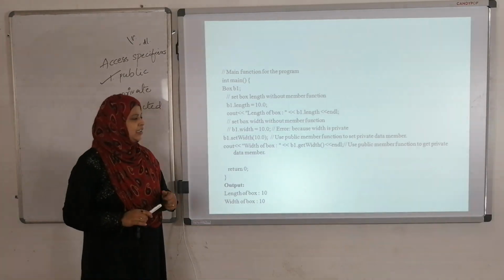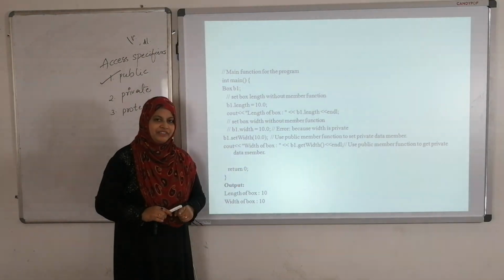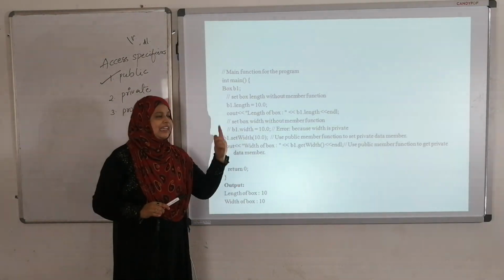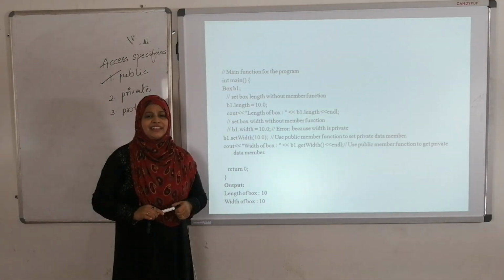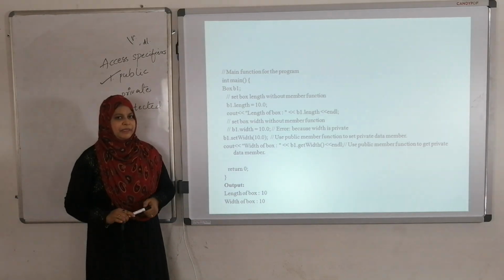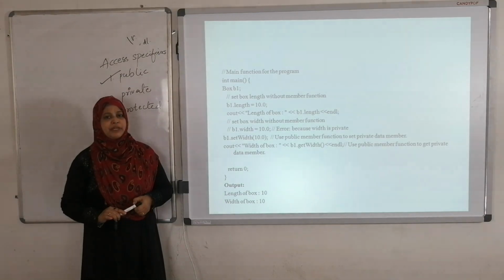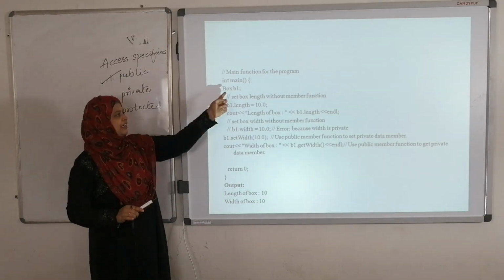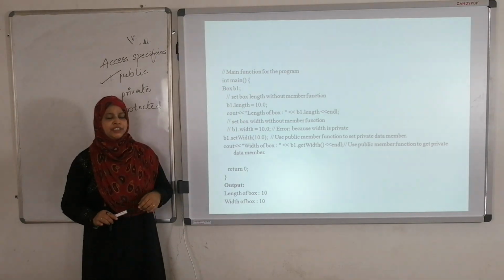Remember one thing here, width is the private data member. Length is the public data member. So directly we can access the length by the object of that particular class. To access the public data member, we just have to create the object of that particular class. Here the B1 object is there. By using B1 dot length equals 10.0, right?